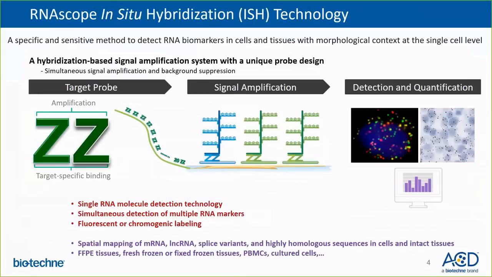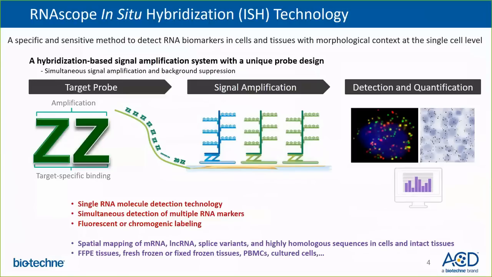The RNAscope technology is an ideal spatial analysis solution to interrogate complex tissues. It is a highly specific and sensitive method to detect RNA biomarkers in cells and tissues with morphological context at the single-cell level. It consists of three parts, which I'll describe in more detail on the next slide. First is a unique target probe that ACD designs against your sequence of interest, a signal amplification system that generates a high signal-to-noise ratio, and lastly, visualization of single RNA molecules as dots.